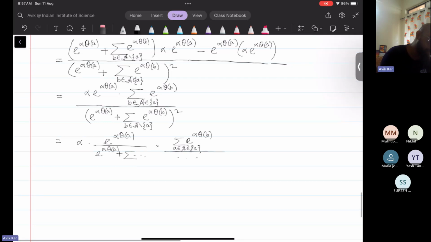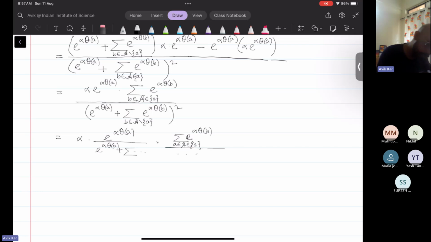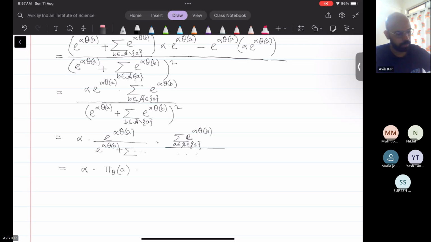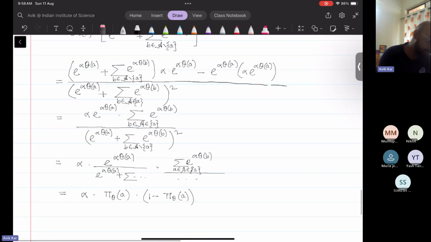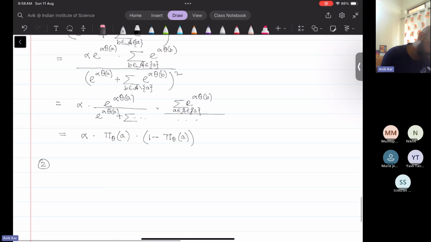And the same denominator. So the denominator is squared, so we are separating two things out. If you see, this is alpha times pi theta A, the probability with which you take action A when your policy parameter is theta, and this is exactly the probability of not taking action A, so this is 1 minus pi theta A. Okay, so this is the gradient expression.